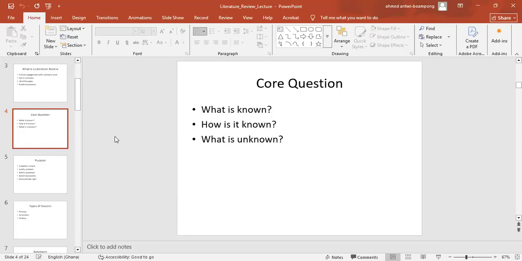Because I think what is unknown is why a student will struggle to know what literature review is. Okay. What is unknown? Now, how do we go about unearthing what is unknown? Right. So we would answer those questions on how to unearth what is unknown.